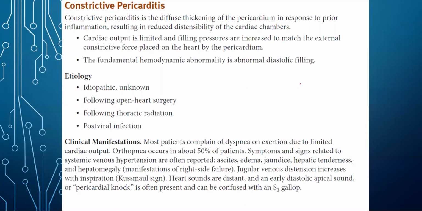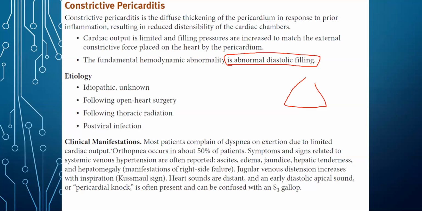So obviously, when the heart is in diastole, it needs to relax. When it relaxes, the pericardium also relaxes. But if the pericardium is no longer relaxing, the heart will not be able to relax properly. So in this case, again, the same thing will happen, abnormal diastolic filling. So diastolic heart failure is the main feature of constrictive pericarditis.